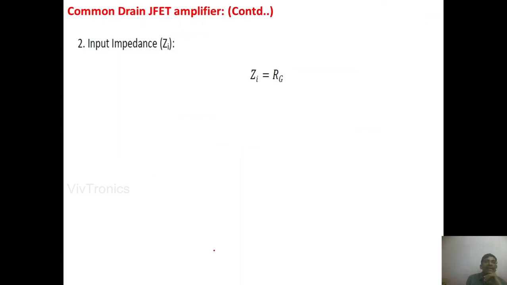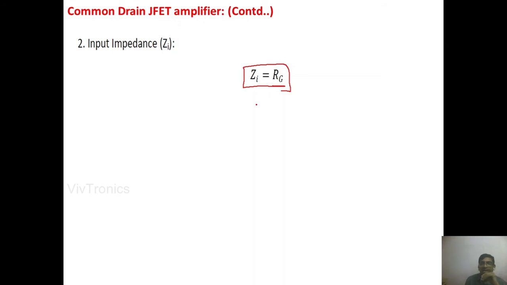Okay, so next we are going to see the input impedance Zi of the common drain amplifier. As the input resistance of the JFET is very large, whatever is the resistance across the input, that is the input impedance. So we have Rg at the input side of the common drain amplifier. Therefore Zi will be equal to Rg. Input resistance is equal to Rg.